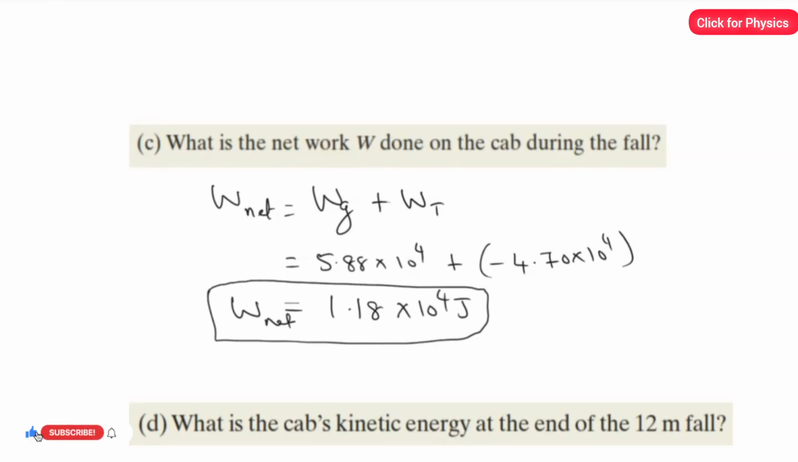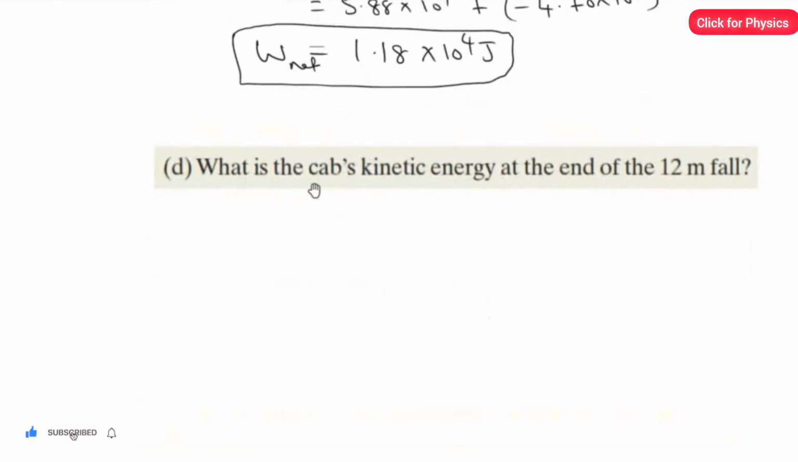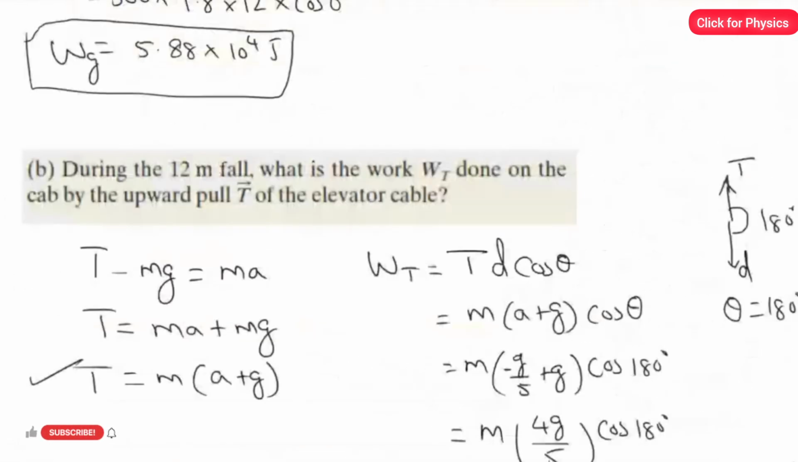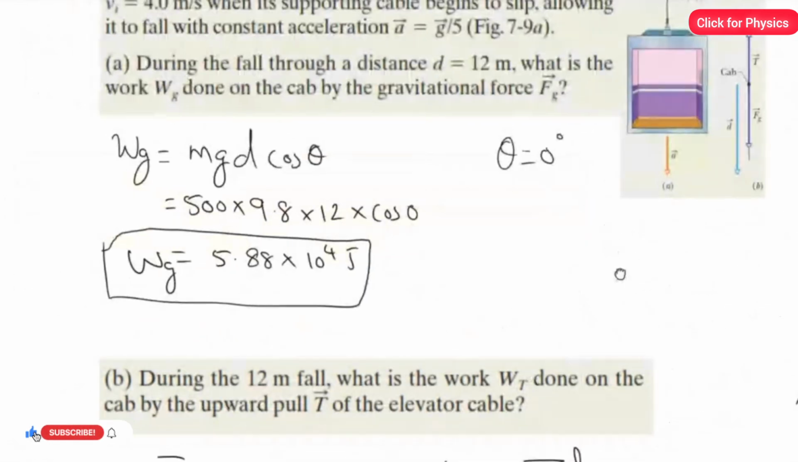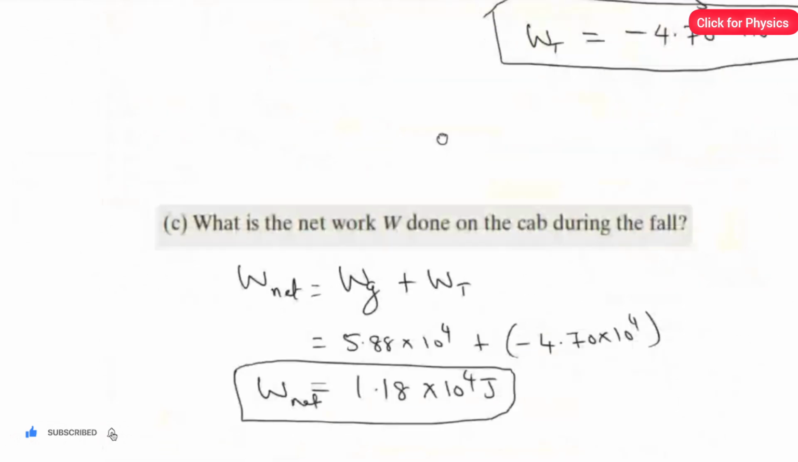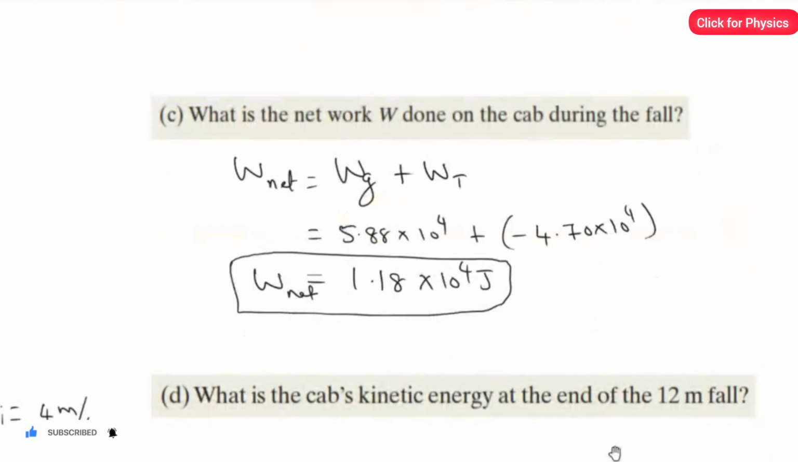Now we have to answer the last question. What is given in the last question? What is the cab's kinetic energy at the end of the 12-meter fall? They ask about the final kinetic energy, because the initial speed is given. In the question, they gave the value of vi as 4 meters per second. You can see it in the first part of the question, because the cab comes with some initial speed of 4 meters per second. So we have to find the KE final value.